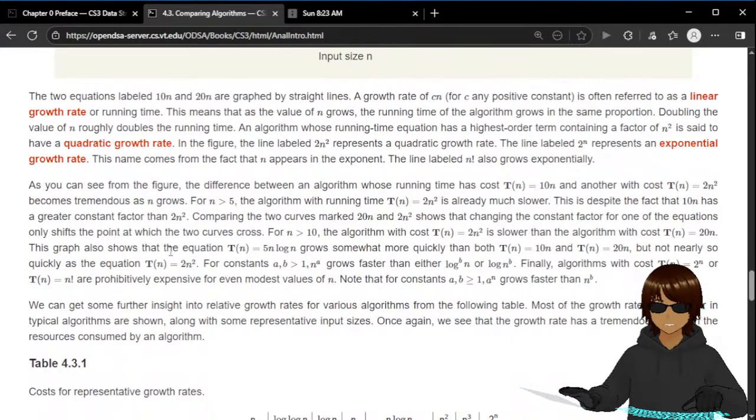Graph also shows that the equation 5n log n grows somewhat more quickly than both 10n and 20n, but not nearly so quickly as the equation 2n squared. For constants a, b greater than 1, n to the power of a grows faster than either log base a of n or log n to the power of b. They made a mistake here. They mean b as a base.